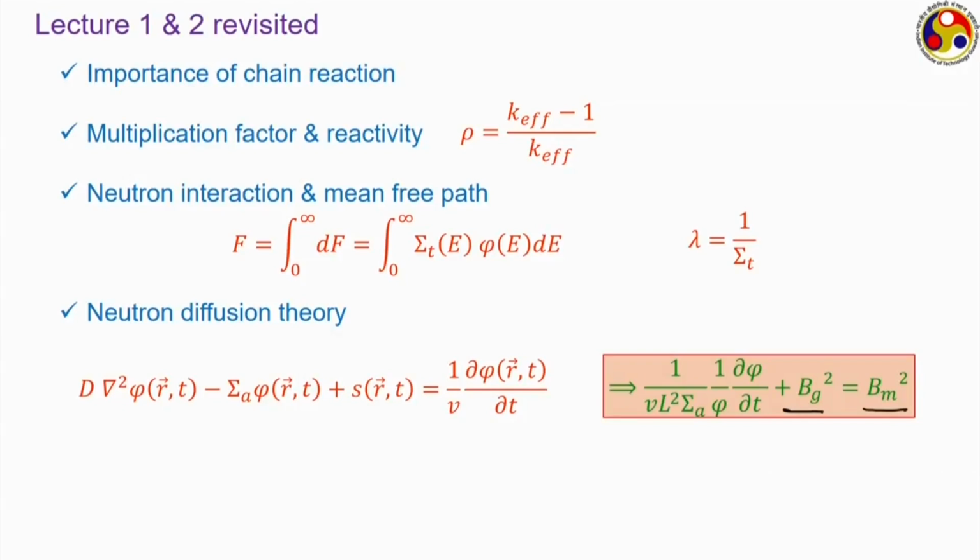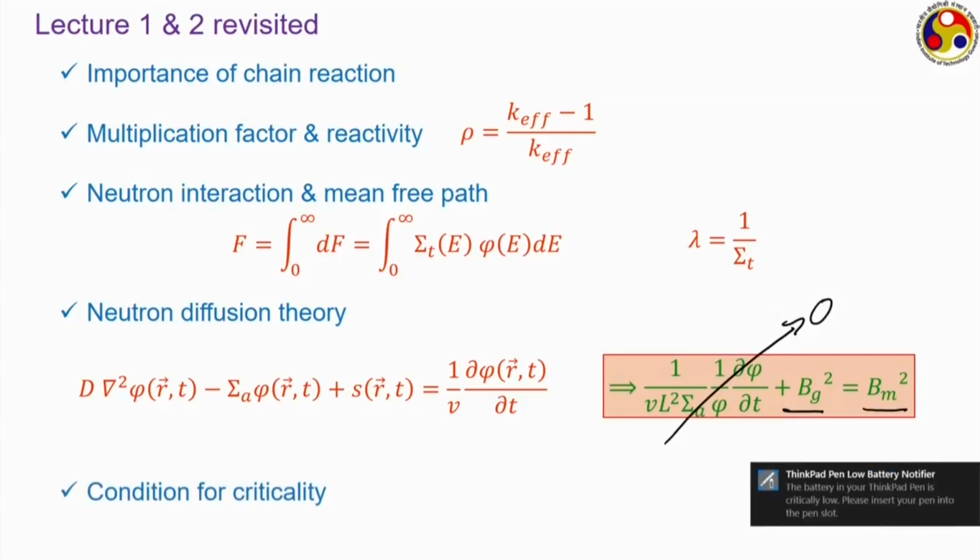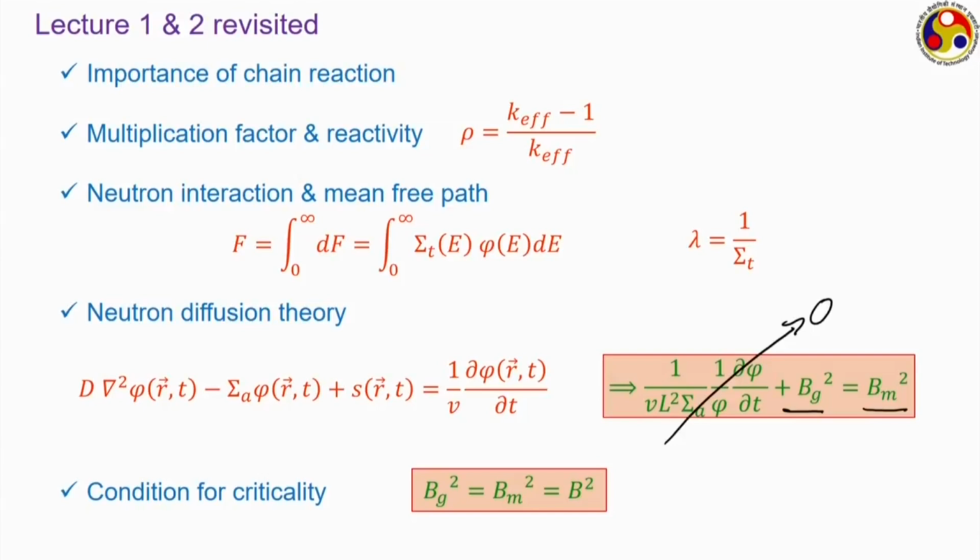And when we are operating with a critical reactor, then the neutron flux, that is this phi, remains constant with time, hence this term goes to 0, and therefore, for a critical reactor we have this particular condition satisfied, that is Bg square is equal to Bm square. So, up to this part, that is till the previous lecture, we have developed this neutron balance equation, and we have discussed the neutron diffusion theory.